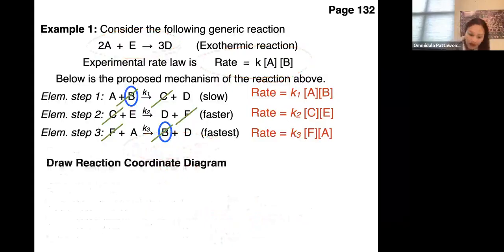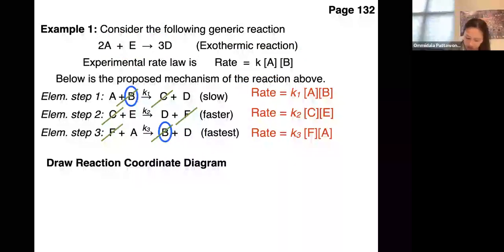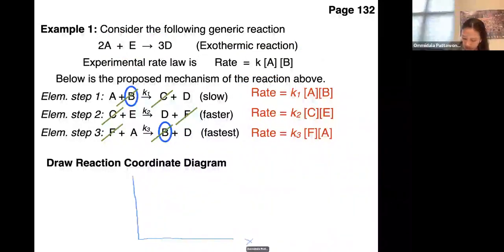Now let's take a look at the reaction coordinate diagram. You are going to plot energy versus reaction progress. Step 1 is the slowest step, so the activation barrier has to be the highest. I am going to start with the reactant and go to TS1. The EA1 will have to be the biggest value. Now it is going to produce the intermediate, so intermediate 1.